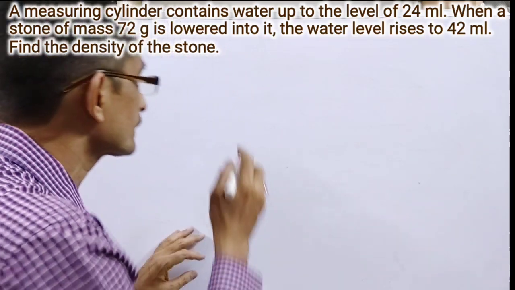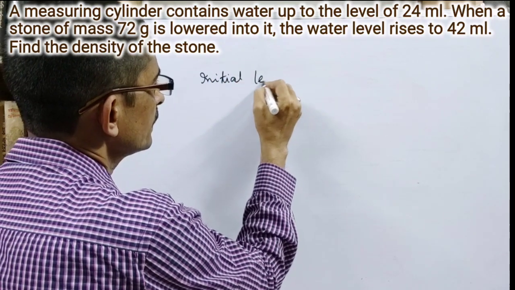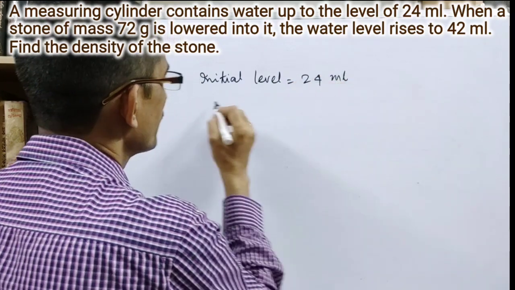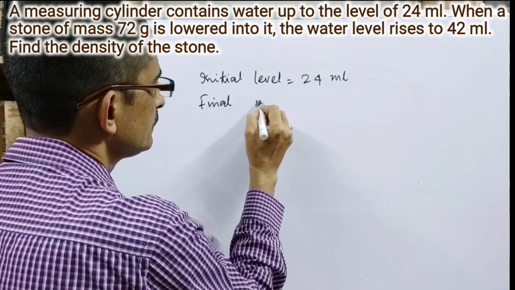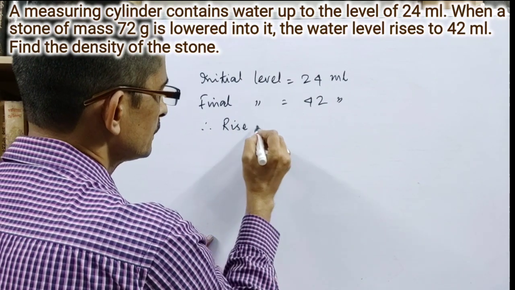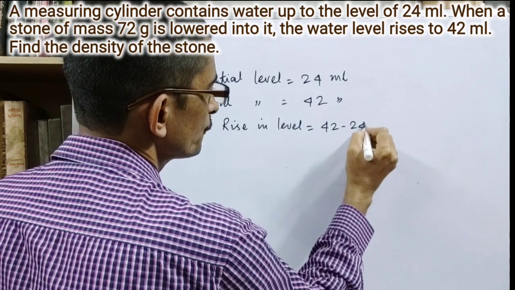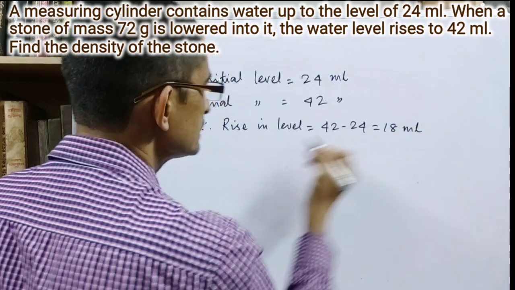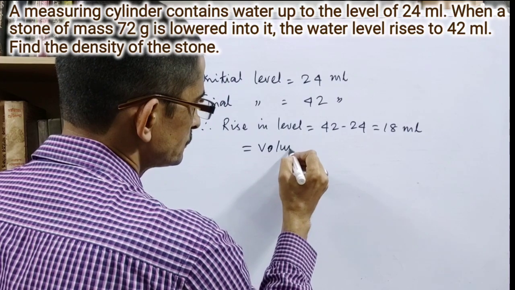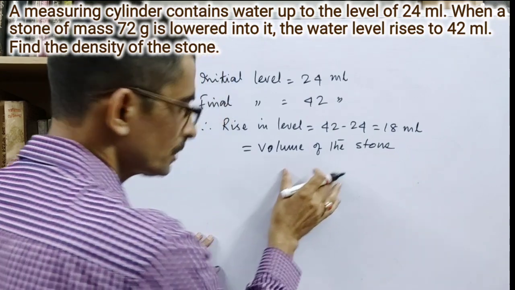So let's start. Initial level is equal to 24 ml and final level is 42 ml. Therefore rise in level is 42 minus 24, 18 ml. This is the volume of the stone. So we have got the volume.